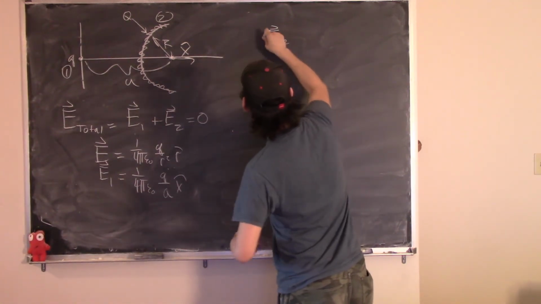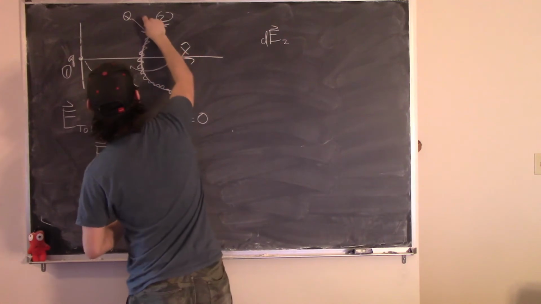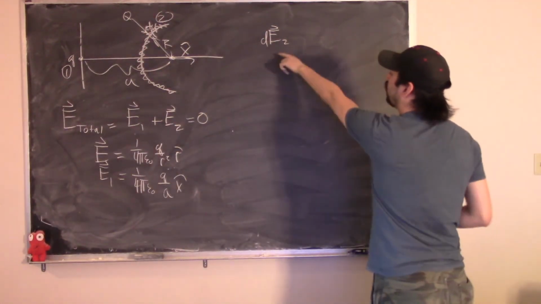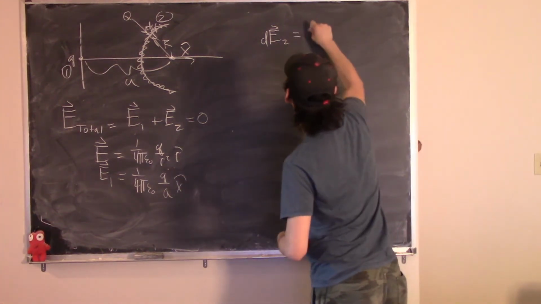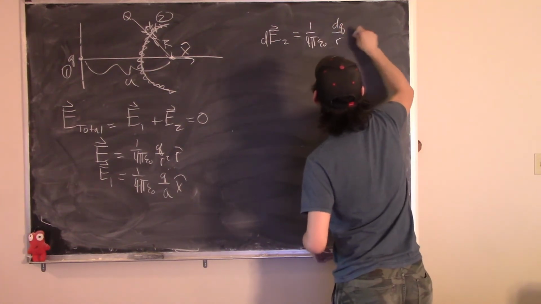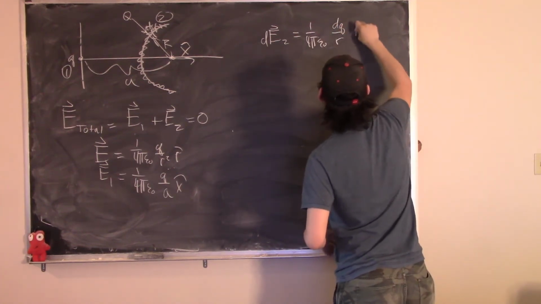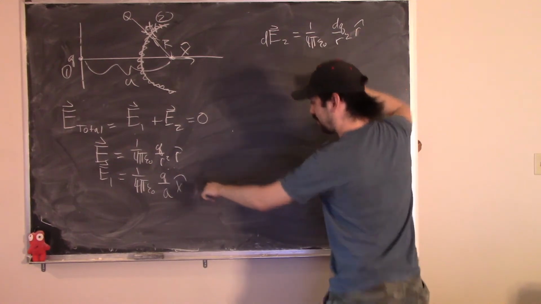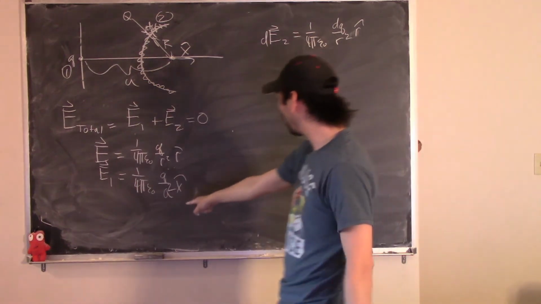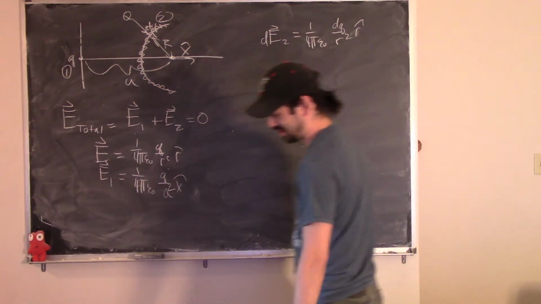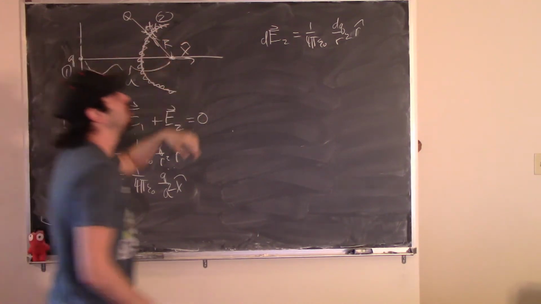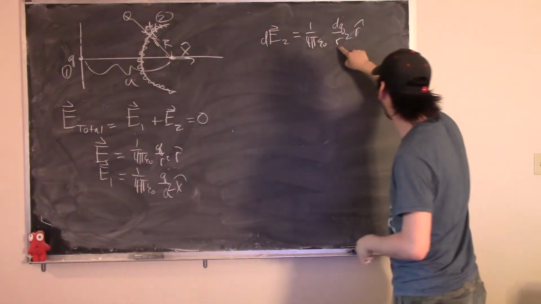E2 we need to find by talking about the infinitesimal charge, because this is something that's spread over this arc of a circle. So dE2 is equal to 1 over 4 pi epsilon naught dq divided by r squared times r hat. I missed the square there. Okay, so for this one, we need to determine what dq is, what r is, and what r hat is.